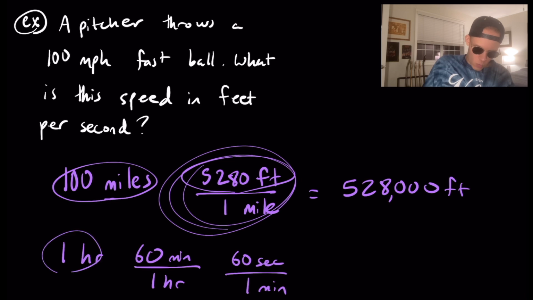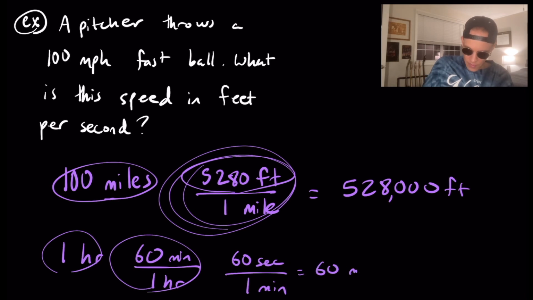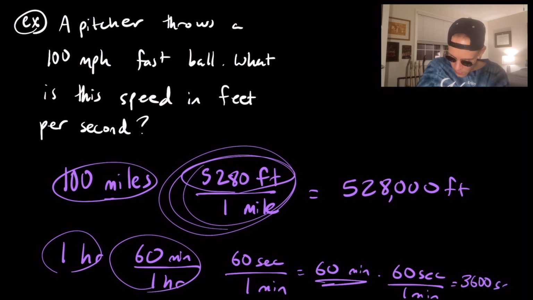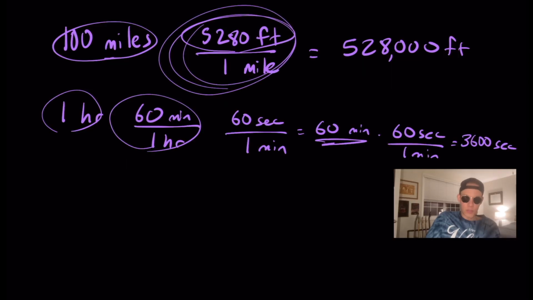So I'll take my 1 hour here and multiply it by that ratio first, and that's going to give me 60 minutes. And then I'm going to multiply this 60 minutes by the fact that there are 60 seconds for every 1 minute. So in 60 minutes, if we want to get that to seconds, that's going to be 3,600 seconds.